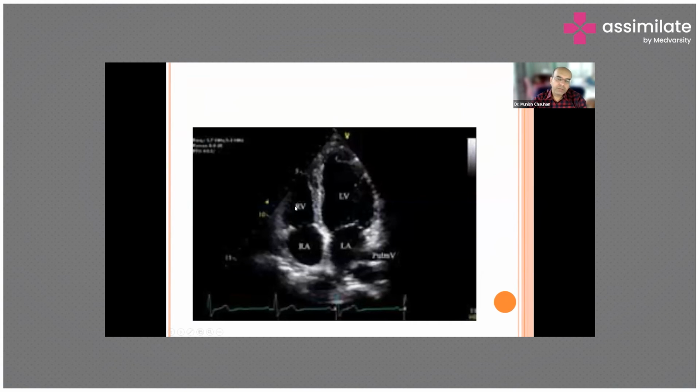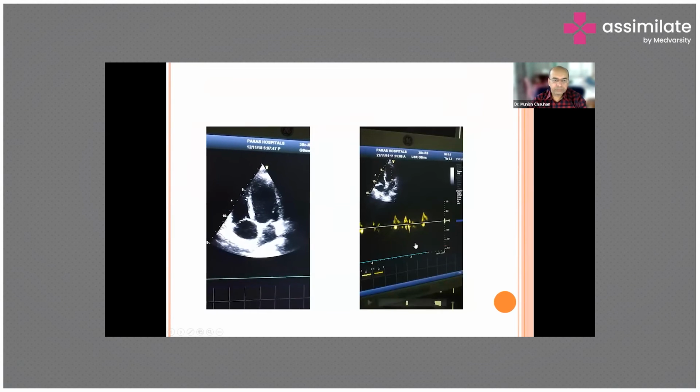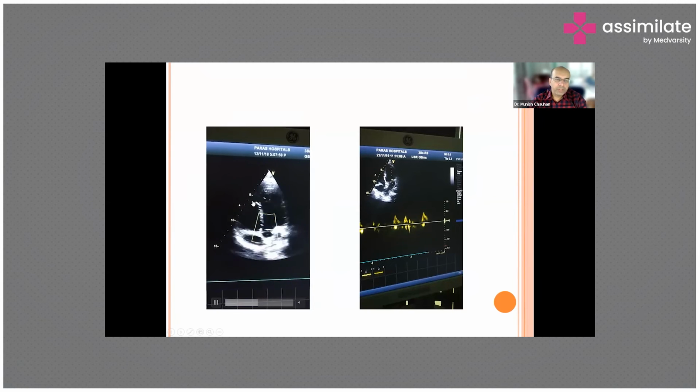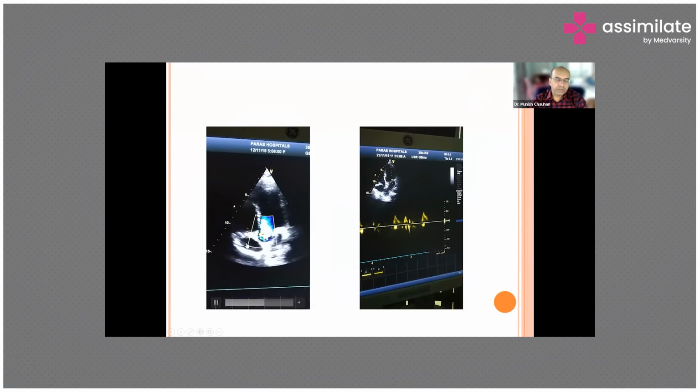And then this is the RV, this is the LV. Even if it's not written, always know that LV is the bigger chamber, right ventricle is always the smaller chamber. This is the LA, this is the RA. LV, RV, LA, RA. Sometimes you can get a 5-chamber view also.